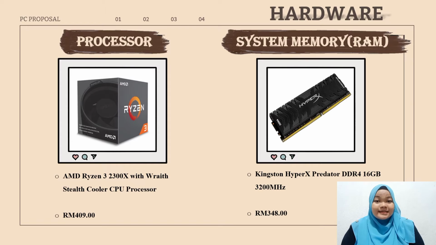Okay, the second hardware is the system memory, RAM. We choose the Kingston HyperX Predator DDR4 16GB 3200MHz for Alia. The specifications for this system memory are high speed with low latencies, delivering extreme performance, and an Intel XMP profile optimized for Intel's latest chipsets. A lifetime warranty is also given when buying this system memory. It has an intense black aluminium heat spreader, and the last is that it is ready for AMD Ryzen. This price is also very suitable and affordable for Alia, because it's only 348 ringgit to be purchased by her.